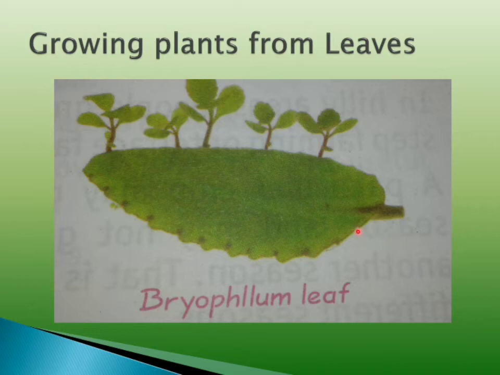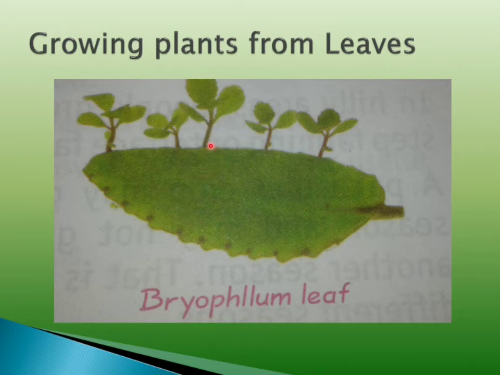Okay, then growing plants from leaves. Look at this. This is the Bryophyllum leaf. So this leaf has many buds. See here buds are there. Here also, see, this one, this and all are called buds. So the Bryophyllum leaf has many buds on its margins.